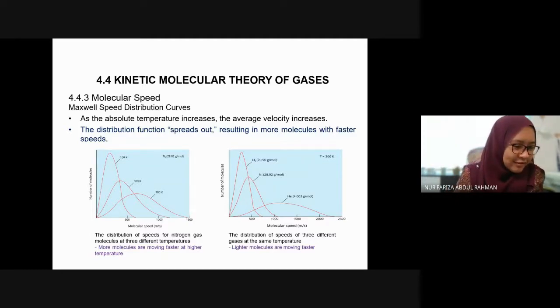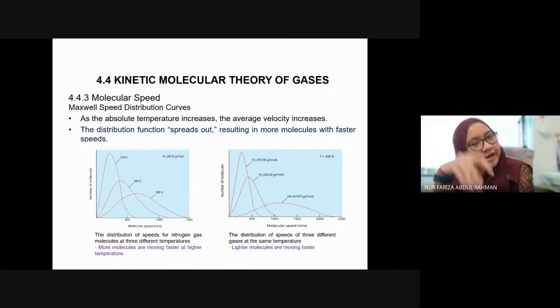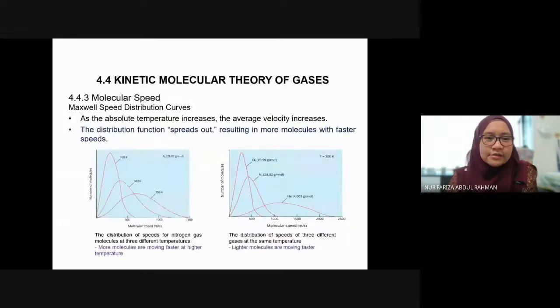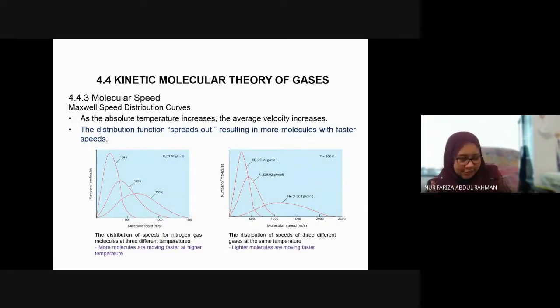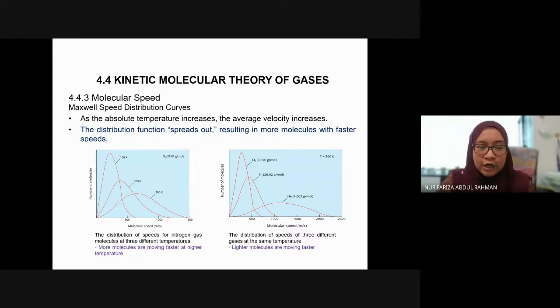Okay, molecular speed, Maxwell speed distribution curve. This is a special curve or graph to represent the speed of gas molecules. As you can see, it is not like the normal graph with a straight line; we have a curve. That would be the basic graph. There are many more shapes of graphs, and as you study further, you will observe many styles of graph.